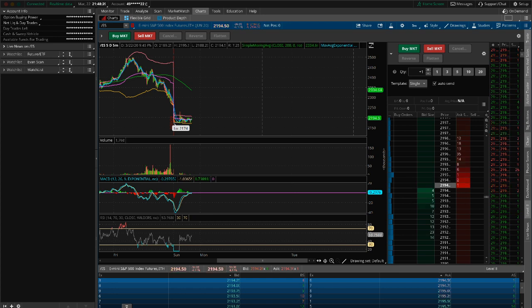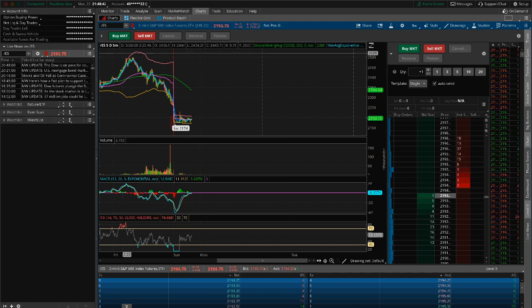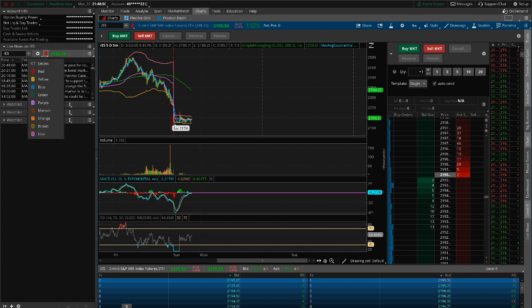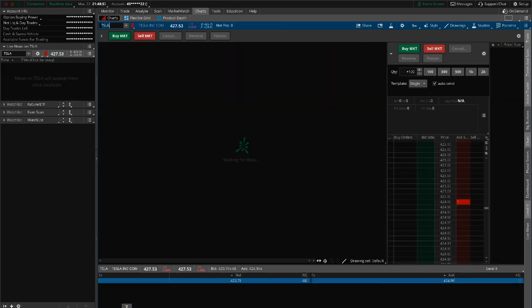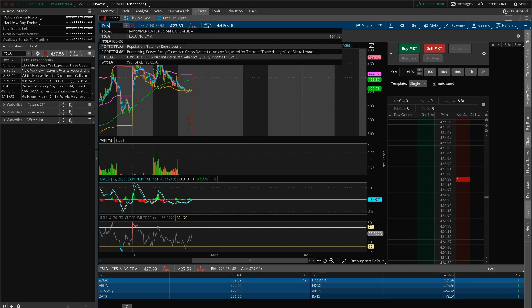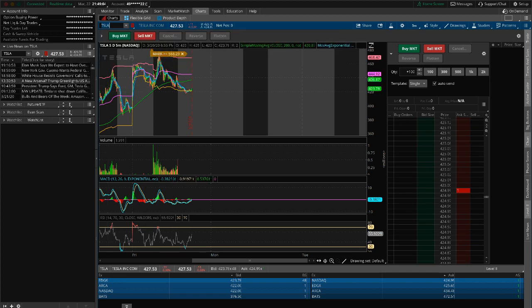First is going to be my news tab. My news tab always correlates with the chart that I have up right here currently, and that is because I have these news feeds and my charts linked together. So let's say I do Tesla. As soon as I put in Tesla, all the Tesla news will appear right here on the left. That's how I have my news side set up.